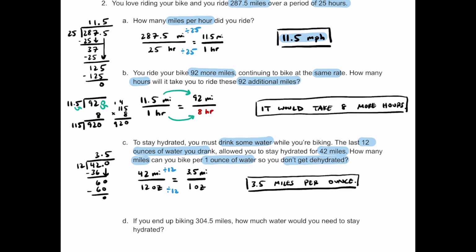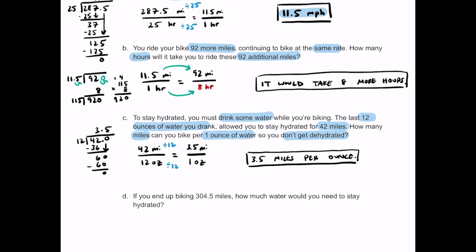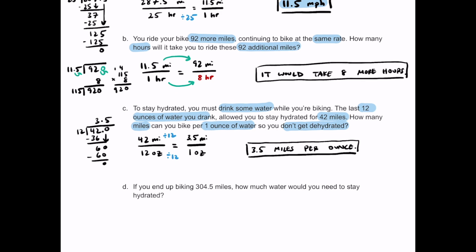Okie dokie. Let's move on. Is this the last part? No, there's a little bit more. You end up biking 304.5 miles. How much water would you need to drink to stay hydrated? Well, you do already know the rate, so I'll just write it down: 3.5 miles is how far you can go with 1 ounce. So the question says, if you wanted to bike 304.5 miles, how many ounces of water would you need to drink to stay completely hydrated?